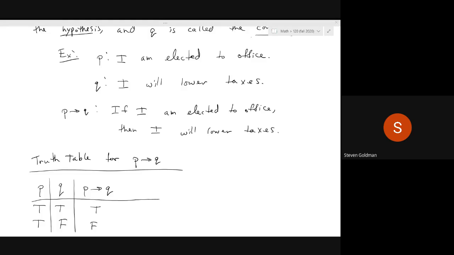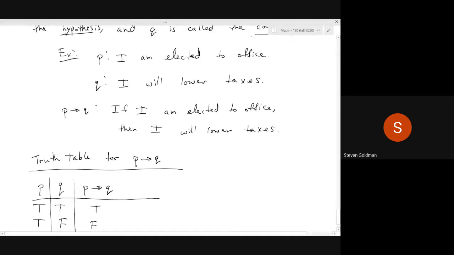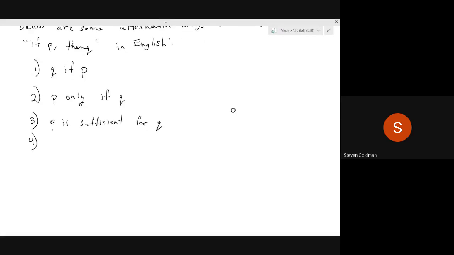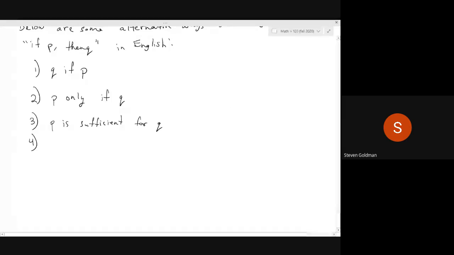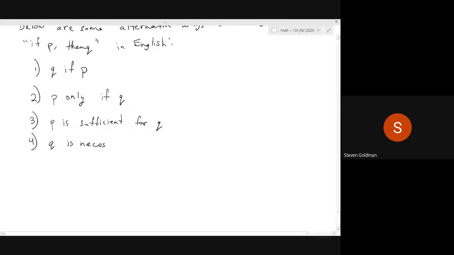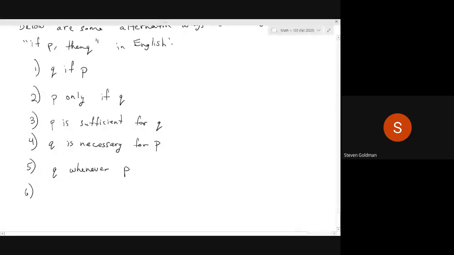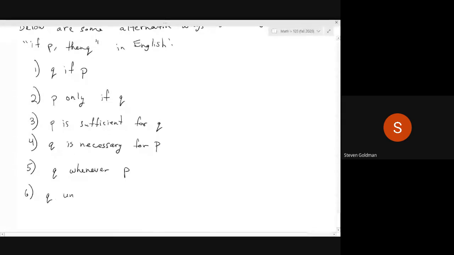Let me go back to this list I was giving you, and let me finish this list here, and then we'll conclude for today. Number 4, Q is necessary for P. That's another way of saying if P then Q. So again, if you see a sentence written in that form, then the P is the hypothesis and the Q is the conclusion. 5, Q whenever P. 6, Q unless not P.